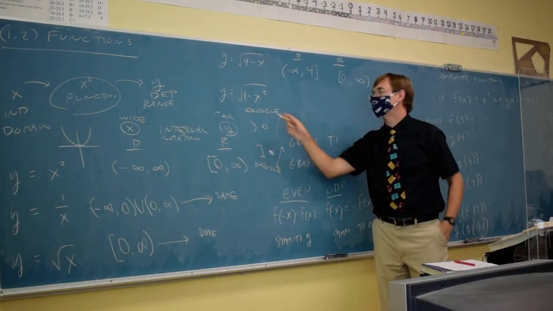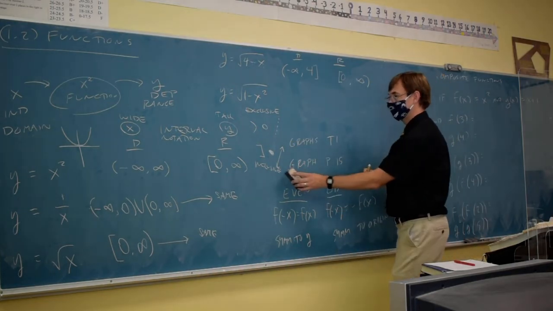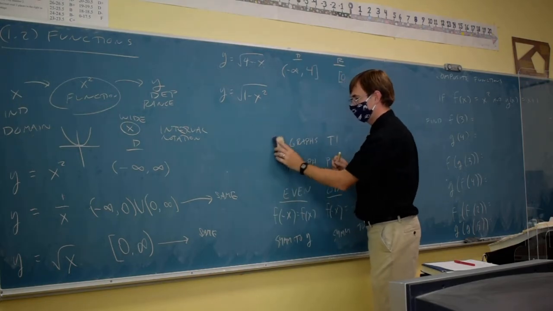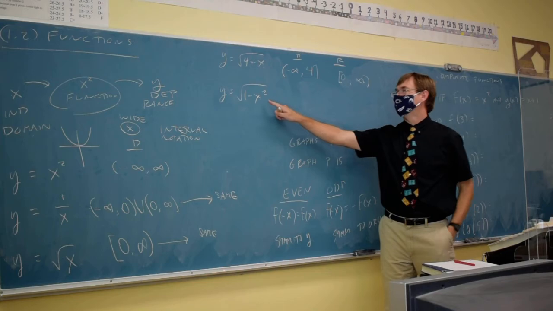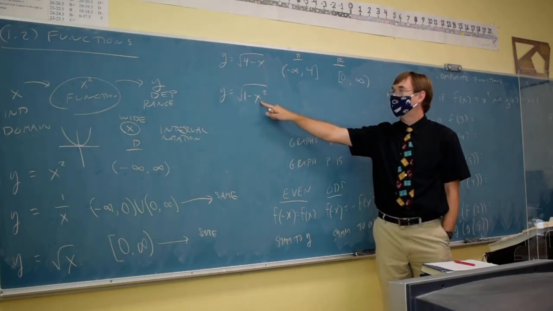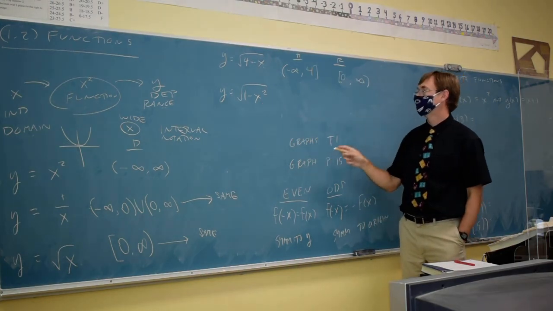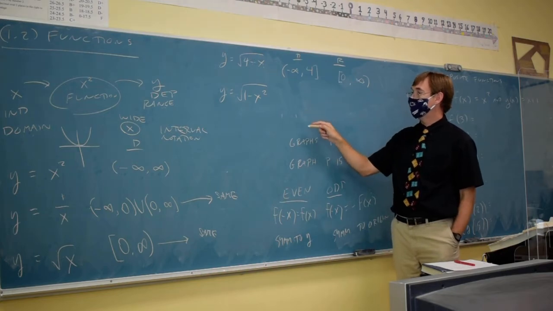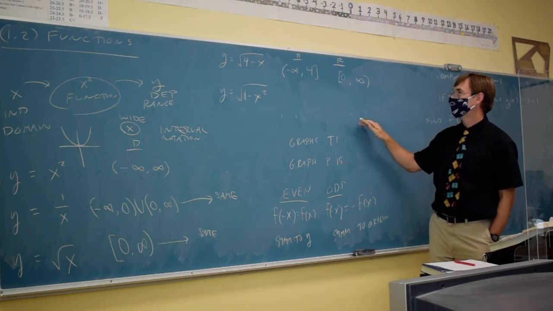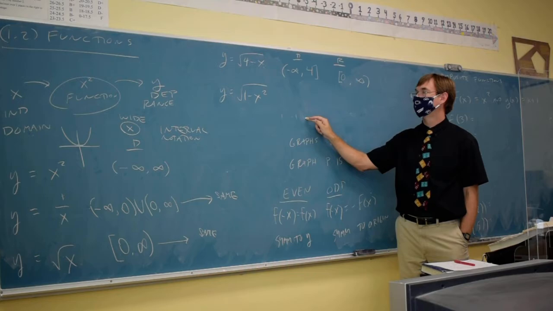For this one, what's some stuff you could put in? Just put in 1. 1 would be okay. 1 would get you out 0. You could put in negative 1. Negative 1 would get you out a 0. You could put in a lot of it.